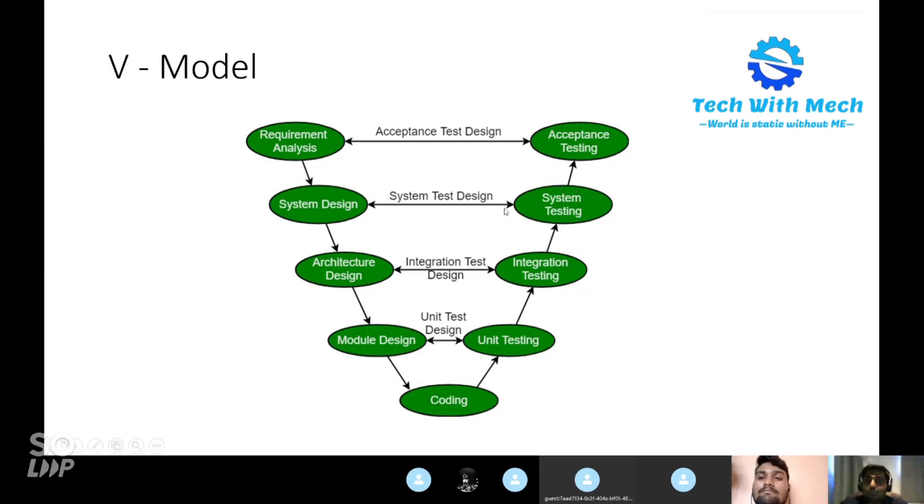The third part is system testing, where all the components are interconnected and working well, and you do all the positive and negative case testing.